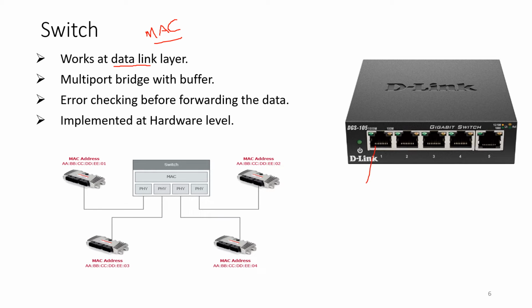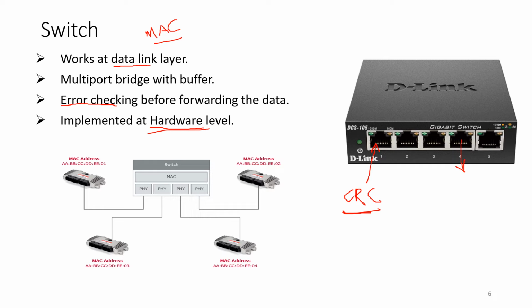Whenever it receives some data, it will check to which port or network it has to be forwarded. Then only it will switch the incoming data to the intended connected network. One more feature is that it can perform error checking before forwarding the data. Let's assume it receives a frame which has a CRC error. It will not be forwarded, it will just be dropped at the input port itself.